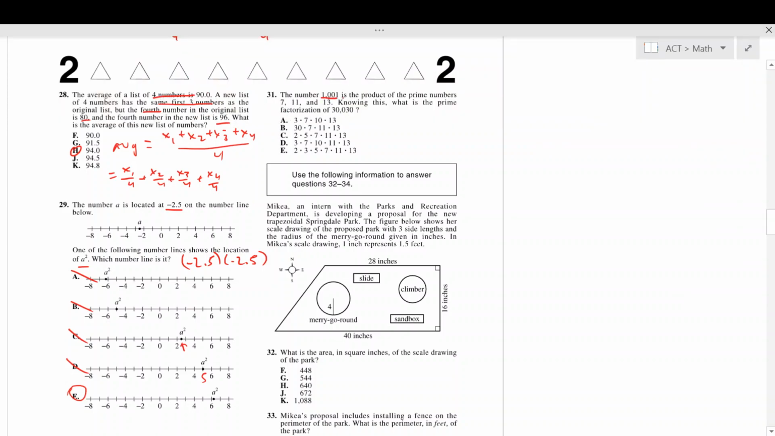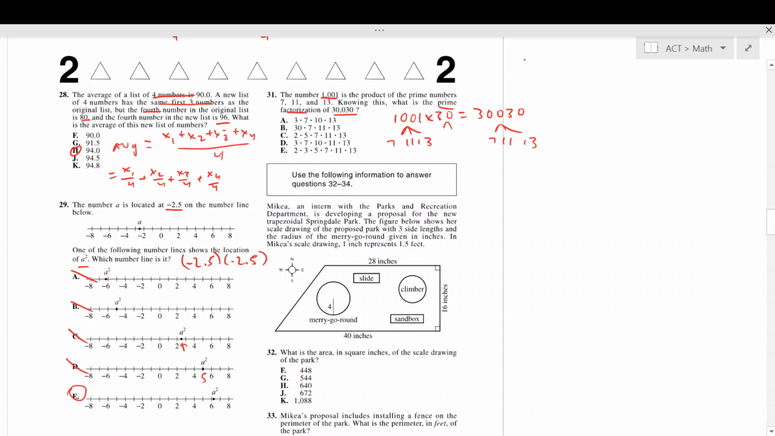This number, 1001, is the product of the prime numbers 7, 11, and 13, what is the prime factorization of 30,030? So I can tell that 1001 times 30 equals 30,030, right? So I know, well, the question tells me that 1001 can be broken down to 7, 11, and 13. Which means this can also be broken down into 7, 11, and 13. And also the factors of 30. And we're looking for the prime factorization, right? So we can only have prime factors of 30.